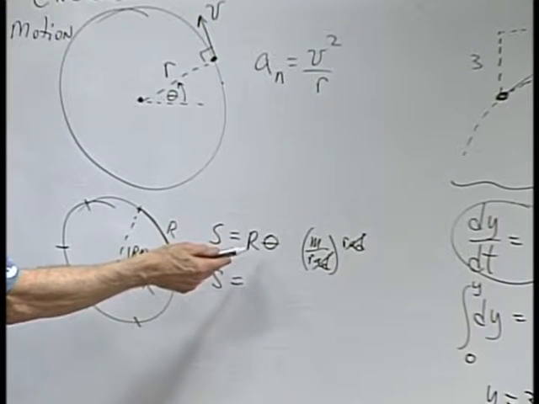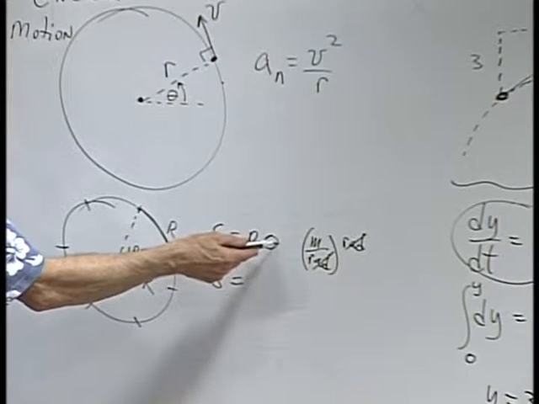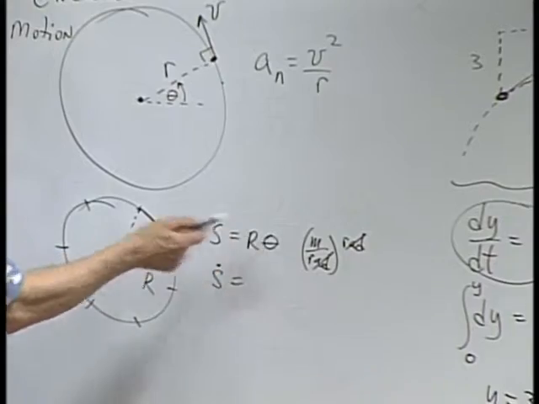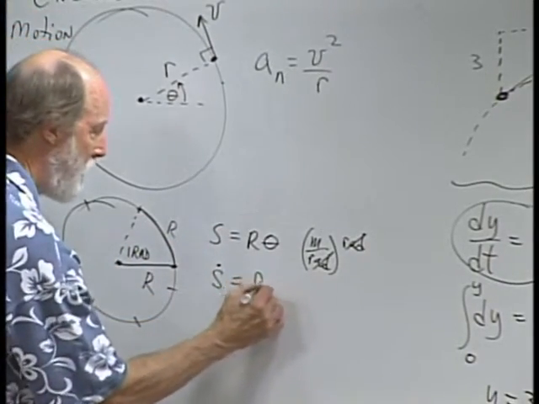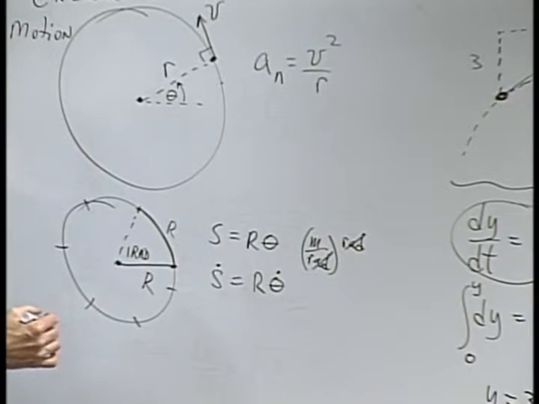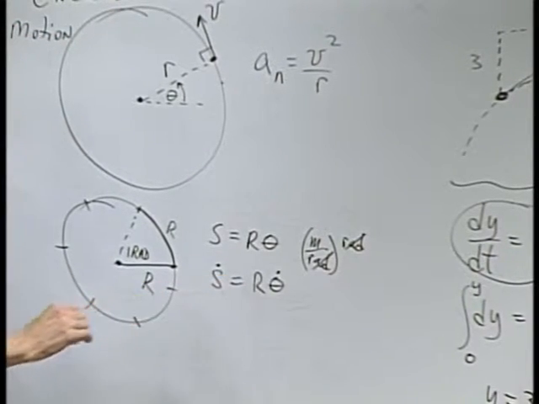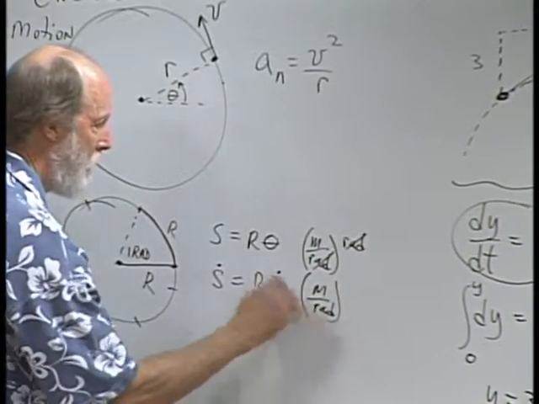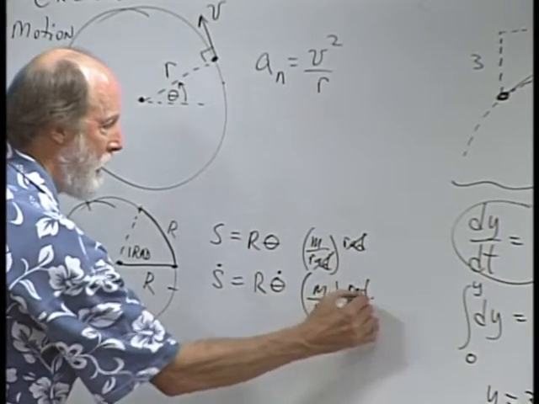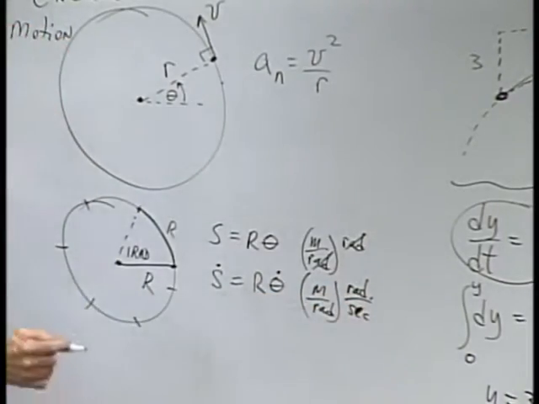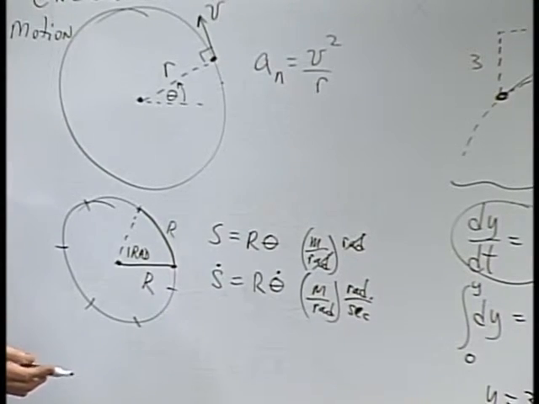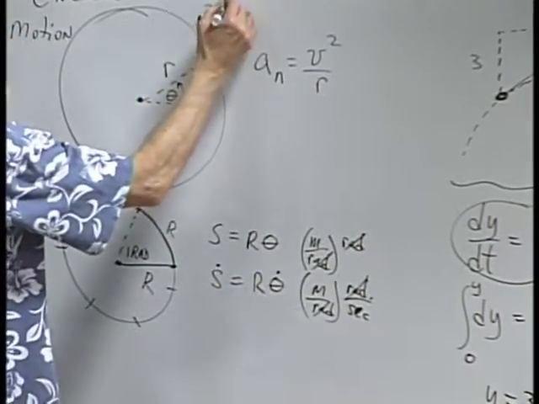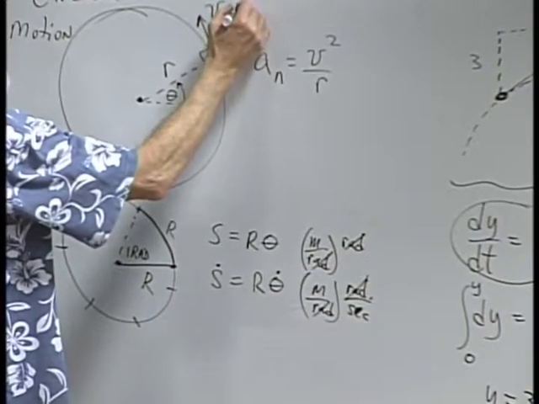Oftentimes you hear instructors say, oh, just make sure you use radian units and then ignore the radians. Well, that's not true. They're certainly there. Okay. So s dot then is equal to R theta dot. What's theta dot? Meters per radian, and this is the time rate of change of angle, radians per second, a real common unit we use. And you end up with meters per second for the speed on the arc. So this is equal to R theta dot.